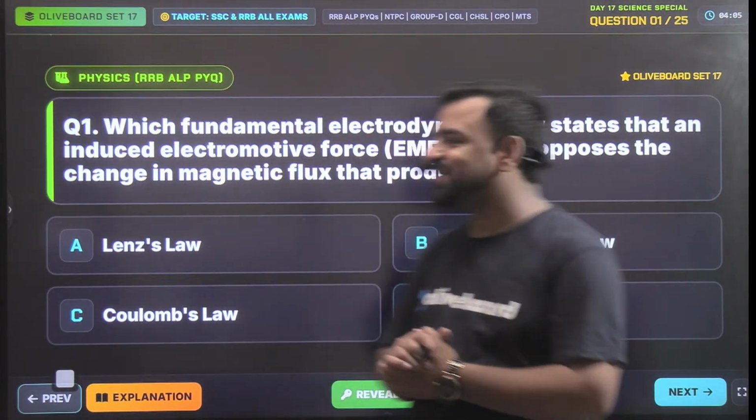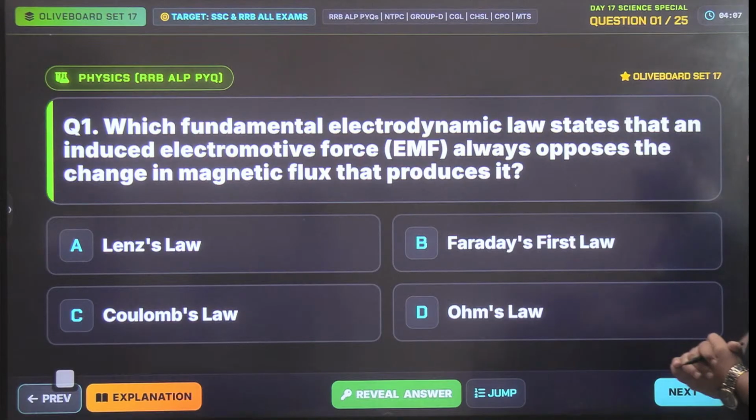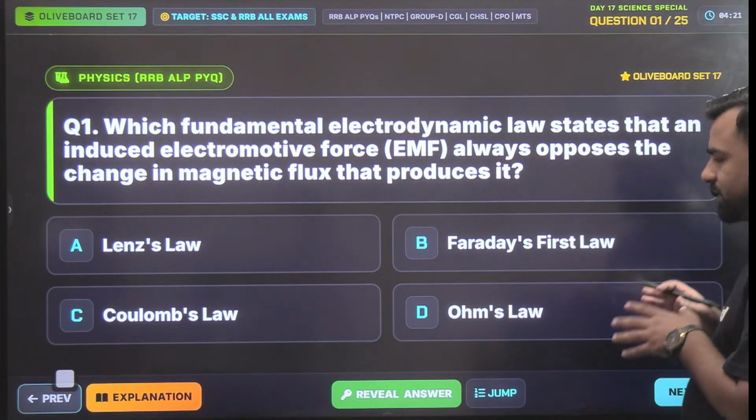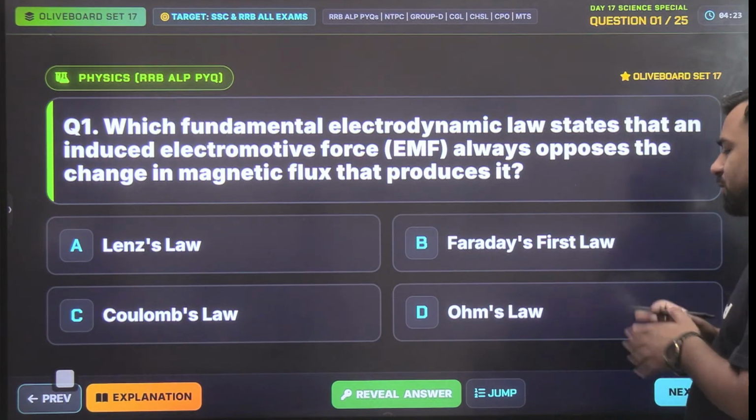Hello Utkarsh, good afternoon. The question is, which fundamental electrodynamic law states that an induced electromotive force, that is EMF, always opposes the change in magnetic flux that produces it? Is it Lenz's law, Faraday's first law, Coulomb's law, or Ohm's law?